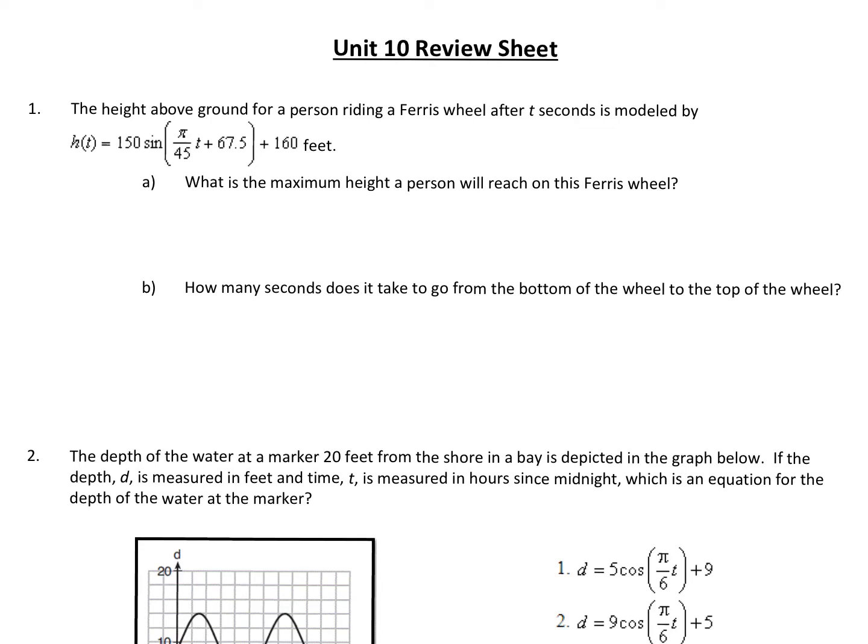All right, so let's take a look at the Unit 10 review sheet. Number 1 gives us an equation that represents the height above the ground for a person riding a Ferris wheel. Okay, so letter A, what is the maximum height a person will reach on the Ferris wheel?